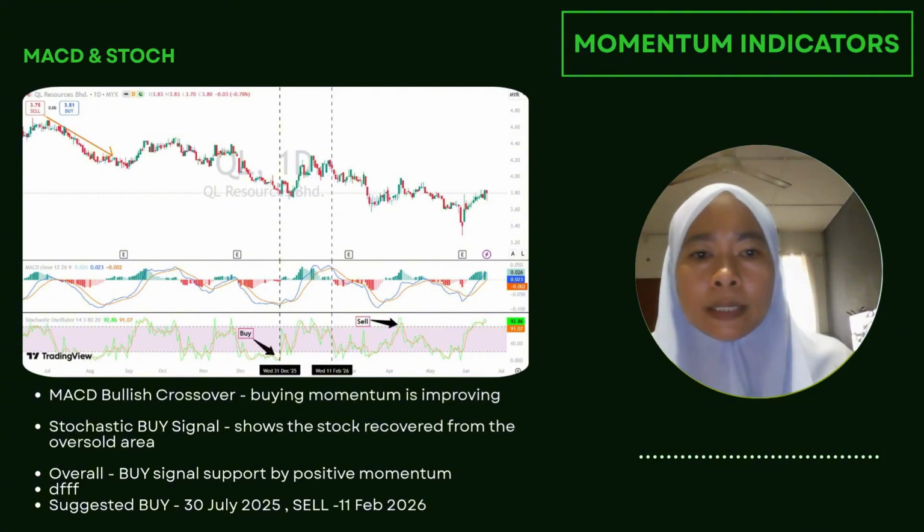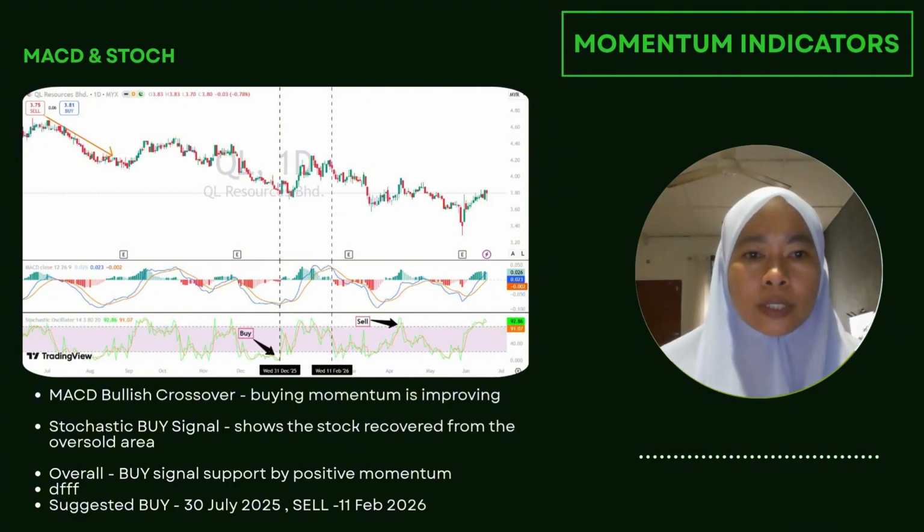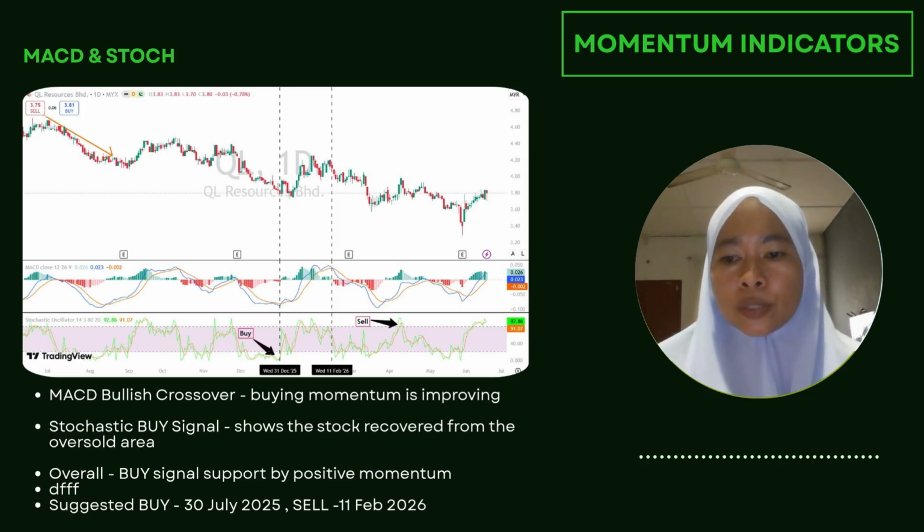This slide presents the MACD and stochastic indicators for QA resources. First, the MACD shows a bullish crossover, which indicates that buying momentum is increasing and the price may continue to recover. Second, the stochastic indicator moved up from the oversold zone and generated a buy signal. This suggests that selling pressure has weakened and buyers are returning. Therefore, both indicators support a positive outlook for QA resources. Combined with the chart pattern and RSI, the technical analysis supports a buy recommendation.